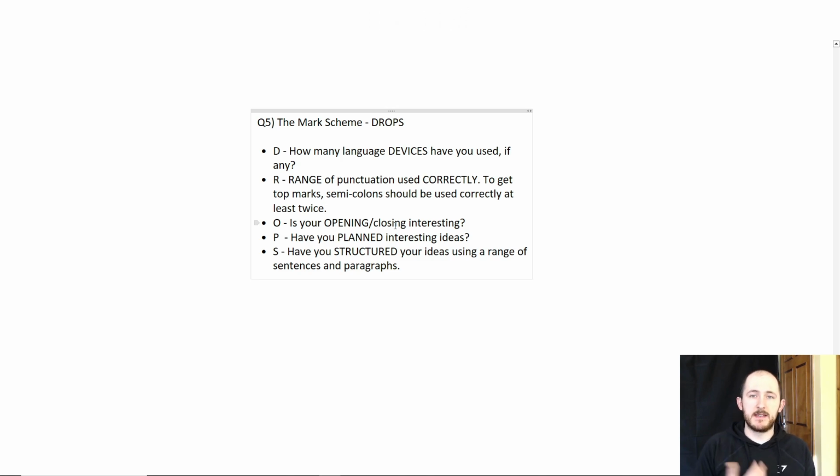Now you might notice this is subjective, right? So it's subjective because it's based on how the examiner feels. So you really want to make it as interesting as humanly possible. P: have you planned interesting ideas and then executed them? So that's where the plan you could technically get marked for. S: have you structured your ideas using a range of sentences and paragraphs? So how is it actually structured? Have you used connectives? Have you used flowing sentences, varying sentence structure and length, and so on?